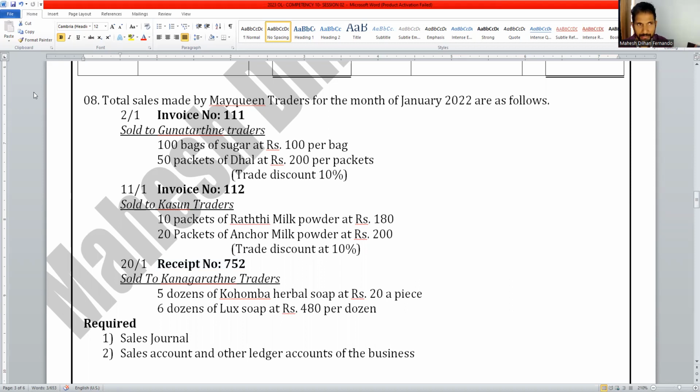Invoice number 111. Right. Customer's name is Gunaratna Traders. Gunaratna Traders. I'll send you the amount later.